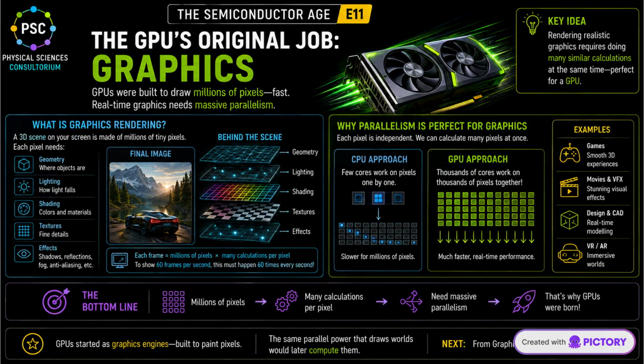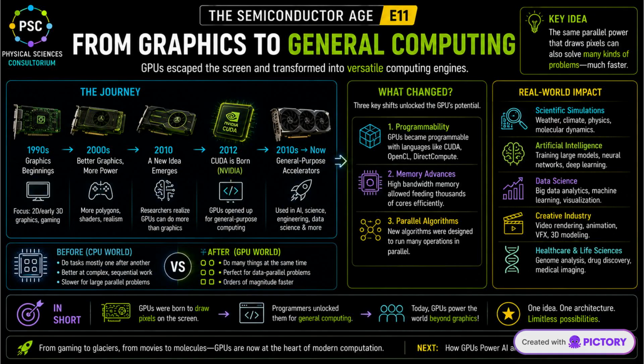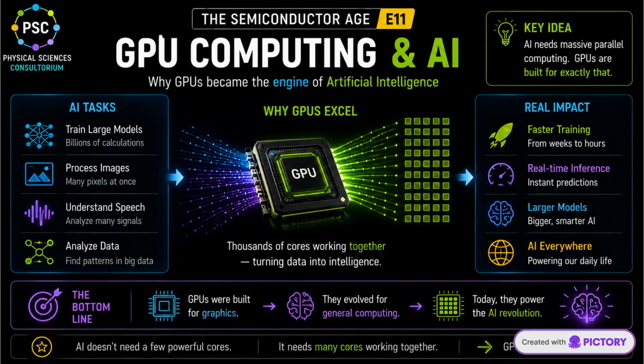GPUs were originally developed to handle graphics. Rendering an image means calculating enormous numbers of pixels, and many of those calculations can be performed independently. Parallel processing made GPUs ideal for this task. But researchers soon realized that GPUs could do much more than render images. If a problem could be expressed as many similar calculations, the same parallel hardware could accelerate scientific and engineering computations. This became especially important for artificial intelligence.